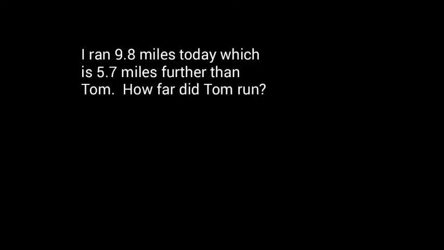Alright, next problem is I ran 9 and 8/10 miles today, which is 5 and 7/10 miles further than Tom. How far did Tom run? So we've got to set up this equation. So we know the total I ran was 9 and 8/10, so this is going to equal 9 and 8/10. And we know Tom ran something, so I'll put a T for Tom. And since I went further than him, if you add what Tom did plus the 5 and 7/10 more that I did, you would get what I ran of 9 and 8/10. So Tom plus 5 and 7/10 equals 9 and 8/10.